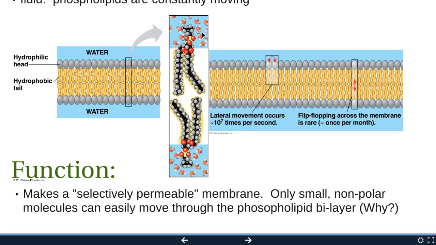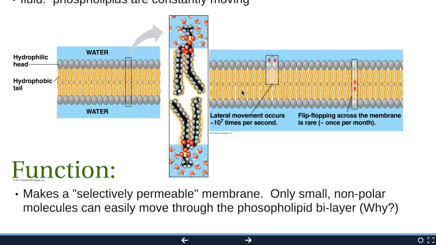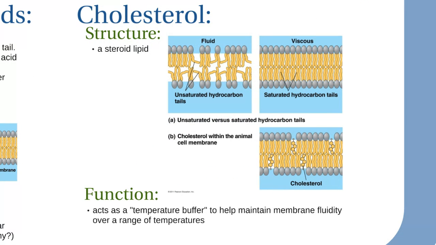Because of this difference between hydrophilic and hydrophobic, it allows for a selectively permeable membrane. Only small nonpolars can easily move through, because as soon as a molecule gets to this layer, unless it's nonpolar, it's not going to be able to move, because these are nonpolar. These are hydrophobic. And remember, like likes like. They stay together. So if it's a polar or hydrophilic molecule coming in, it is instantly going to be repulsed. It will not be attracted. These hydrophobic tails will not let them through.